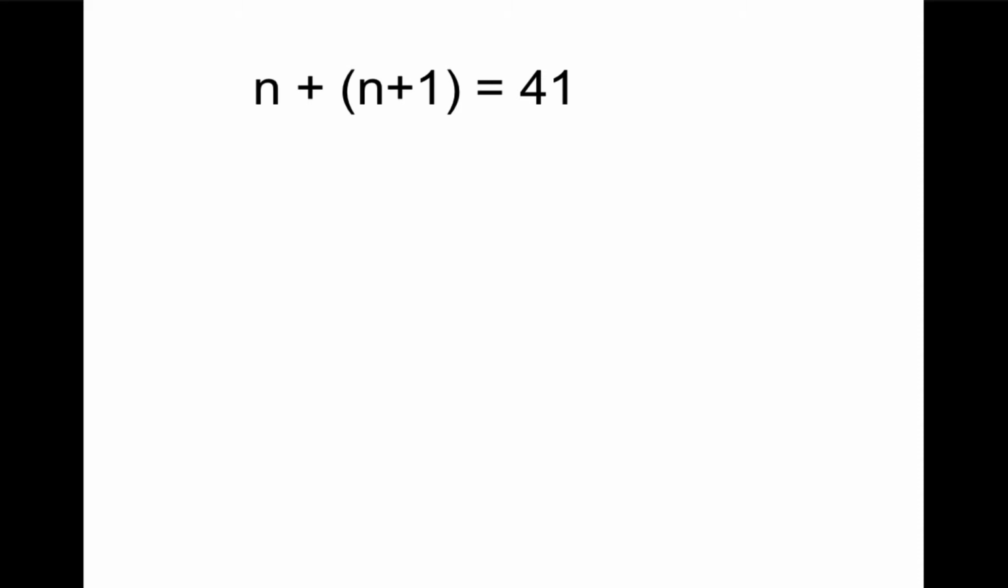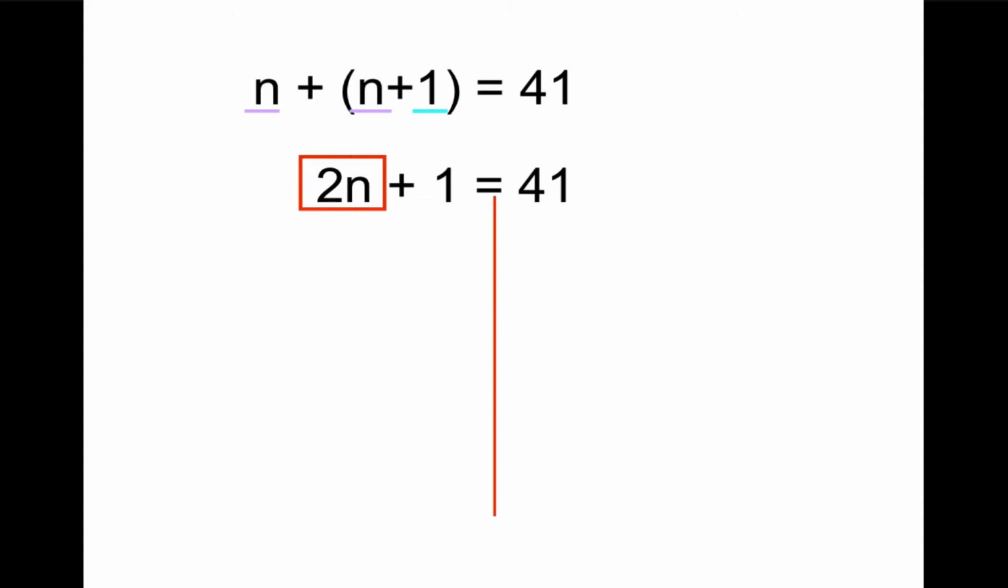Now, this is going to be multi-step, but fairly simple. We can use our associative property to regroup the two n's together. N plus n equals 2n. And the 1 is not like those. We're going to have 2n plus 1 equals 41. And we'll put the line of equality, box out 2n. I like to do that because in a two-step equation, first I solve for the term that has the variable, and then I isolate the variable.